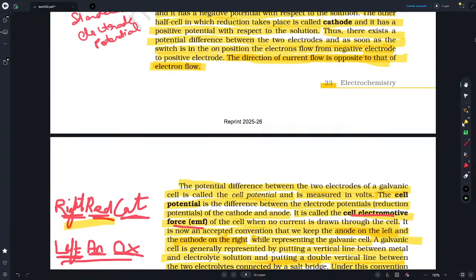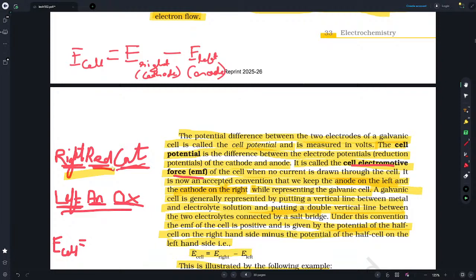And if we want to find the total EMF of a cell, we find it by the difference between E right, the electrode potential of the right side, which is the cathode, minus E left, which is the anode. How to remember this is right red cat, meaning right side, reduction, and cathode.